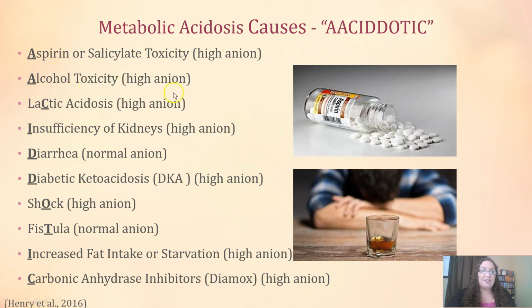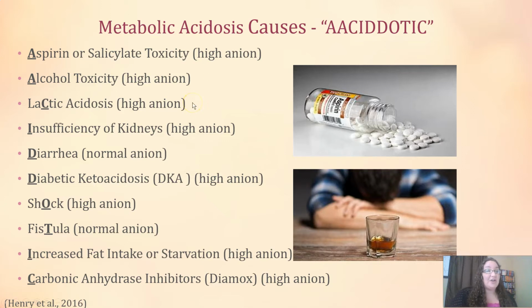Same way with alcohol toxicity. High anion gap. Someone consumes too much alcohol, it is broken down into acetate, which is another acid, so too much acid. Lactic acidosis, high anion gap. Now, you may have heard that the body produces lactic acid, the tissues produce lactic acid as they are not getting perfused, like in exercise.